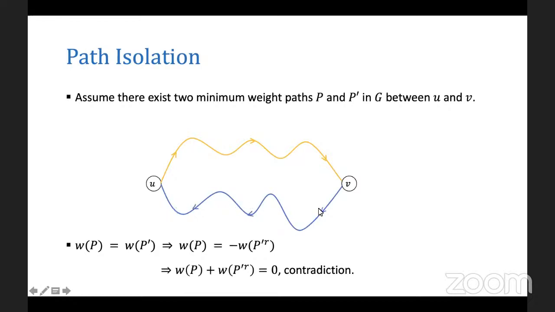Now, if we look at another graph where we reverse the direction of edges along one of the paths, these two paths form a cycle. And by our assumption, every cycle in this graph has non-zero weight with respect to our weight function. So from this, we can conclude that the weights of P and P prime cannot be equal.